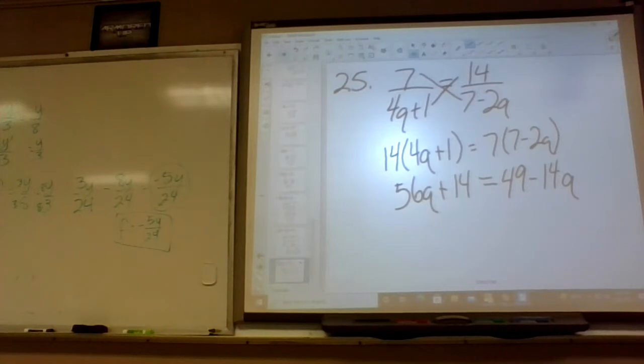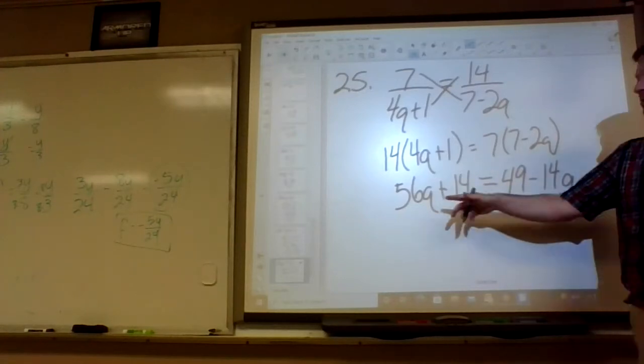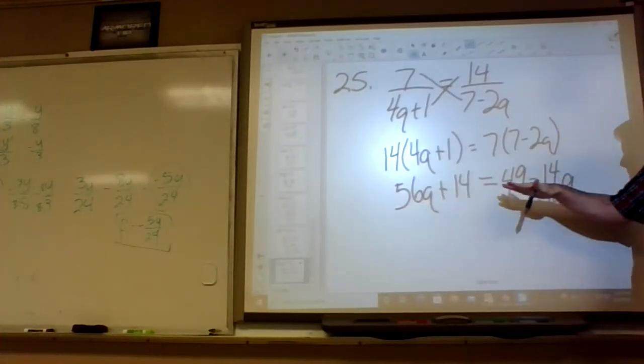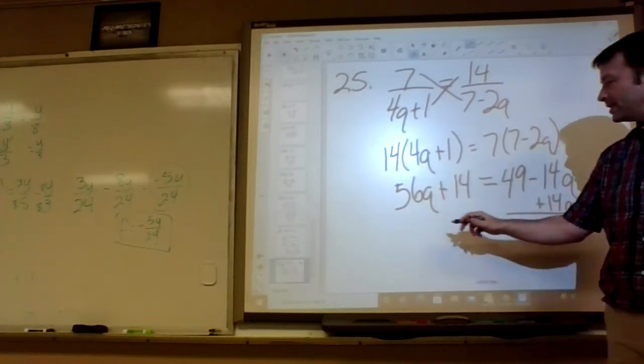We're done with the cross multiply, now what? What's the next step? It's the same thing, combining the q terms. Could I subtract 56q? Yes, I could, but I usually go with the option that keeps the q positive.